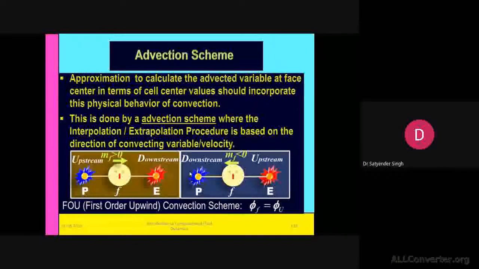So what are these interpolation extrapolation procedures we have available in the advection scheme? We have upwind scheme, first order upwind, second order upwind scheme, and then QUICK and central differencing, which are also available in your commercial software. While you set up the SIMPLE algorithm to solve pressure and velocity simultaneously, we need to solve our advection terms for energy and momentum.